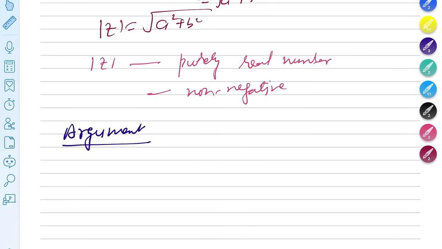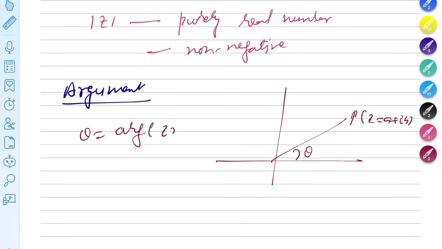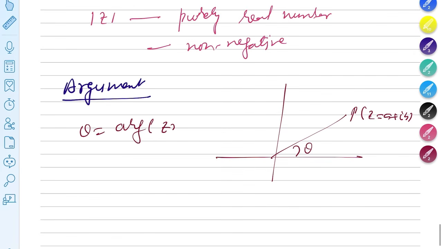So argument, what is argument? Take any complex number, somewhere here P, z is equal to a plus ib, and there is theta. So what is the argument of z? We will say that this theta is the argument of z. We represent it like this. So what is this theta? Theta is the angle the vector OP makes with the positive direction of the x-axis in the anti-clockwise direction.